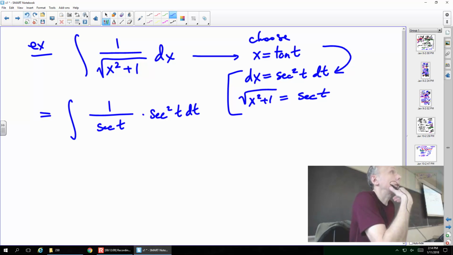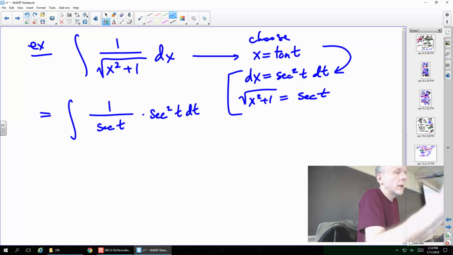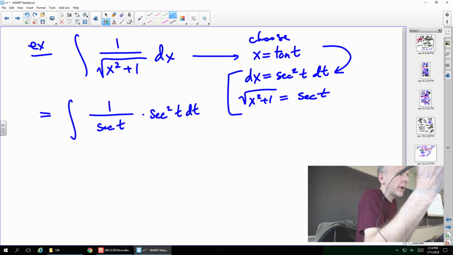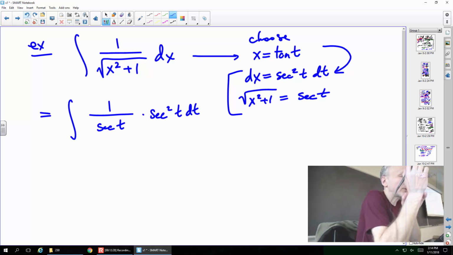Did you follow what I did? Where does the x squared plus 1 equals secant t come from? We talked about that yesterday. Remember, secant squared minus tangent squared. Remember? Yeah. So I guess I just skipped it.